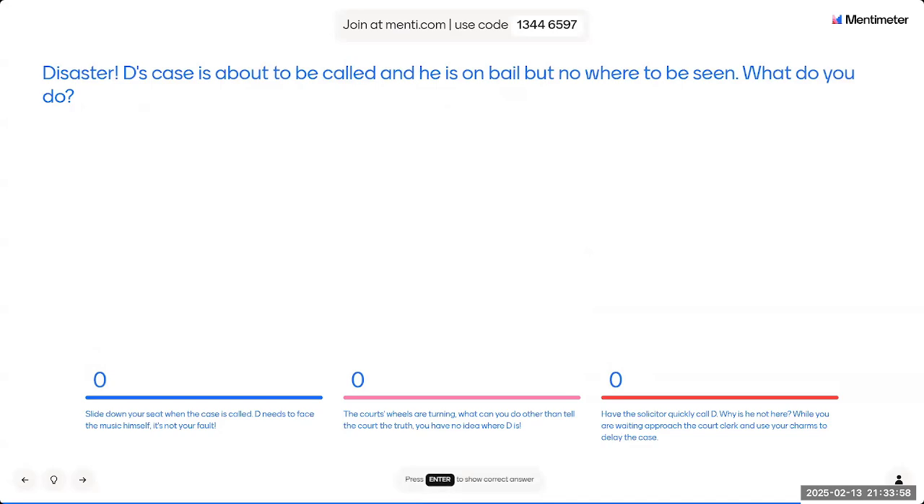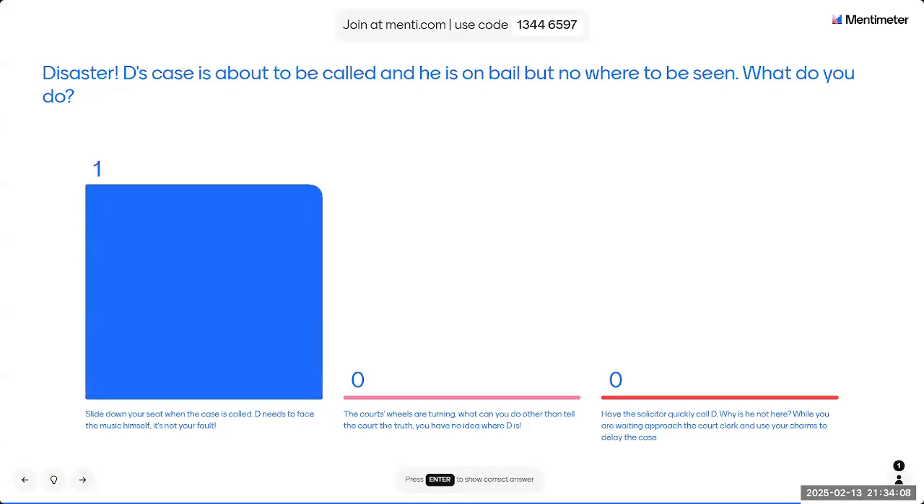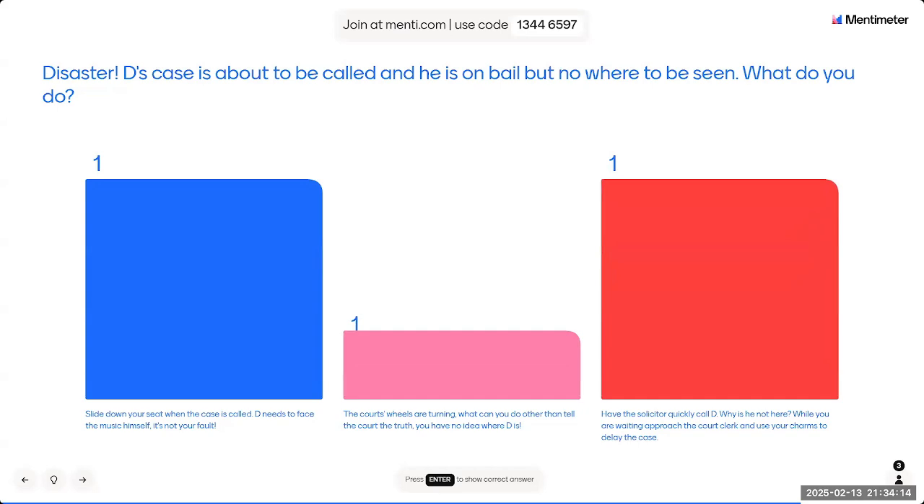Disaster. Defendant's case is about to be called. He's on bail, but nowhere to be seen. What do you do? A: Slide down your seat when the case is called. Defendant needs to face the music himself. It's not your fault. B: The court's wheels are turning. What can you do other than tell the court the truth? You've no idea where the defendant is.